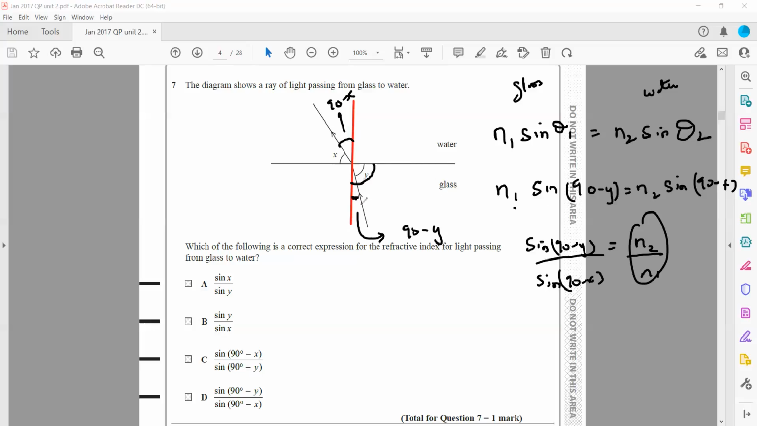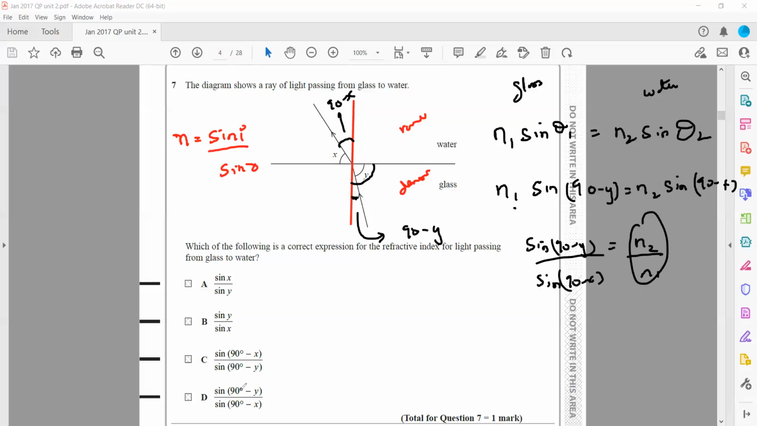Or you can also use a formula. As you can see, it is bending away from the normal. So glass is a dense medium, and this one is a rarer medium. And the refractive index, when light is traveling from more dense to less dense, is given by the simple formula: refractive index equals sine angle I over sine angle R. The angle of incidence divided by the angle of refraction will also give us the refractive index.